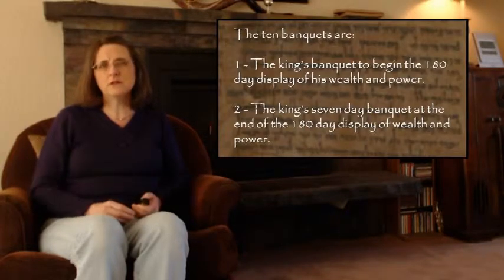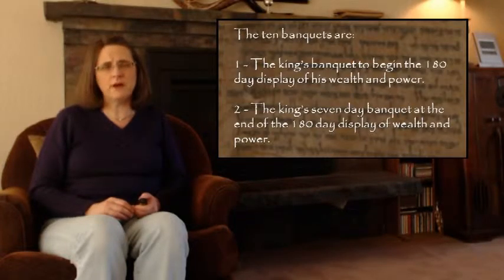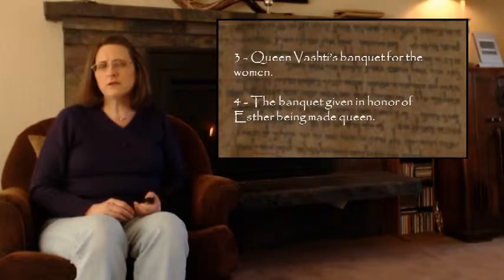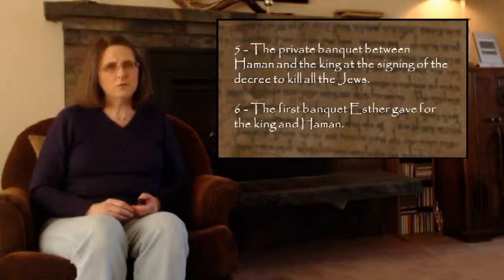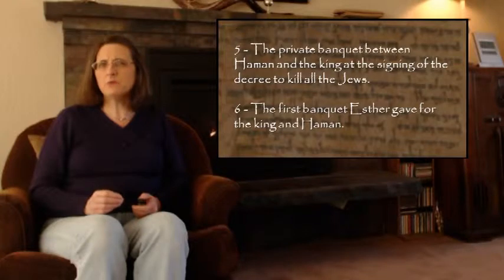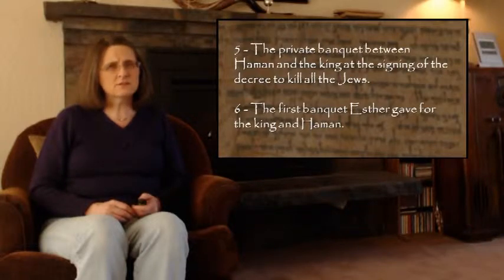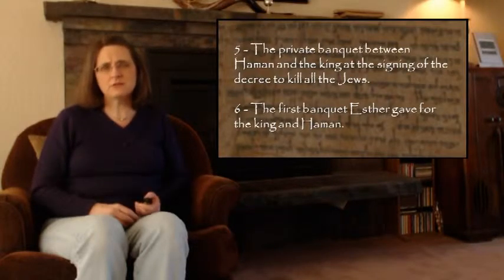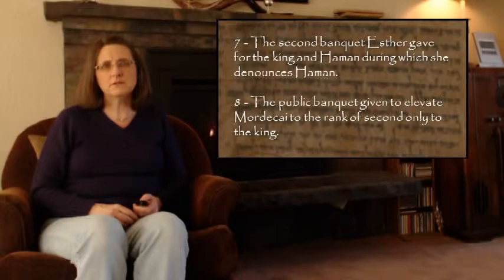So the banquets are, number 1, the king's banquet to begin the 180-day display of his wealth and his power. Number 2, the king's 7-day banquet at the end of the 180-day display of wealth and power. Number 3, Queen Vashti's banquet for the women. Number 4, the banquet given in honor of Esther being made queen. Number 5, the private banquet between Haman and the king at the signing of the decree to kill all the Jews. Number 6, the first banquet Esther gave for the king and Haman.